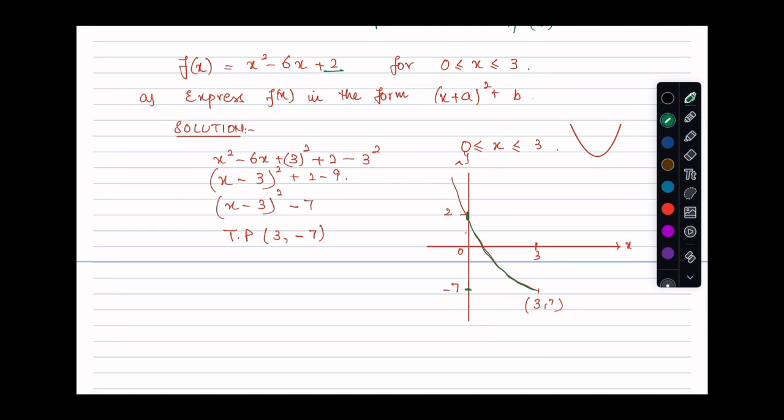Now, if I look at the domain here, it's from 0 to 3. And if I look at the range values, the minimum range value is -7, and the maximum that we can go for is 2. So the range can be given as -7 ≤ f(x) ≤ 2. So with the help of the turning point, and once I have sketched the curve, I can very easily get the range also.